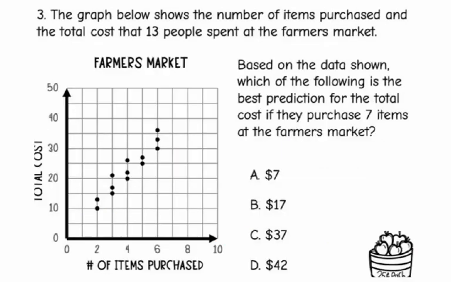All right. 2 more. Let's try multiple choice. Multiple choice is always helpful because when we're doing the prediction part, you can kind of see what's closest. On this one, the graph below shows the number of items purchased and the total cost that 13 people spent at a farmer's market. Let's pick our line. This is a positive association. And let's connect this thing like here. Boom, boom, boom, boom.